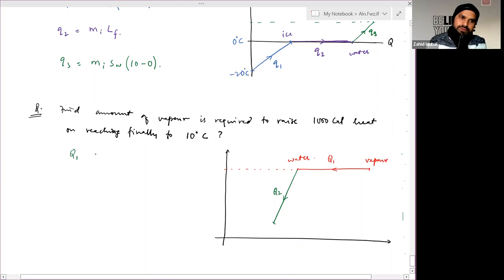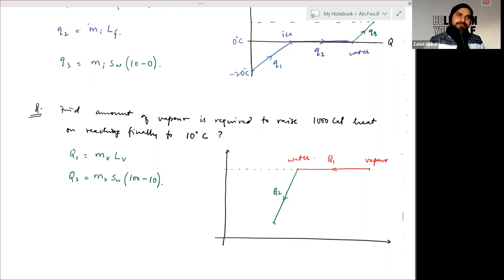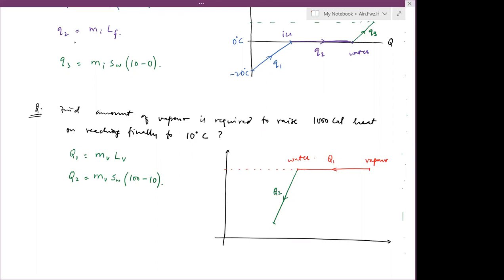So Q1 will equal the mass of vapor required times latent heat of vaporization, and Q2 is this mass M, now converted into water, times change in temperature, so 100 minus 10. Now we have total heat 1,000 calorie. Just add these two terms and equate it to 1,000 and try to find the mass of vapor required. Ifra, is it clear? Yes, sir. Try to solve.